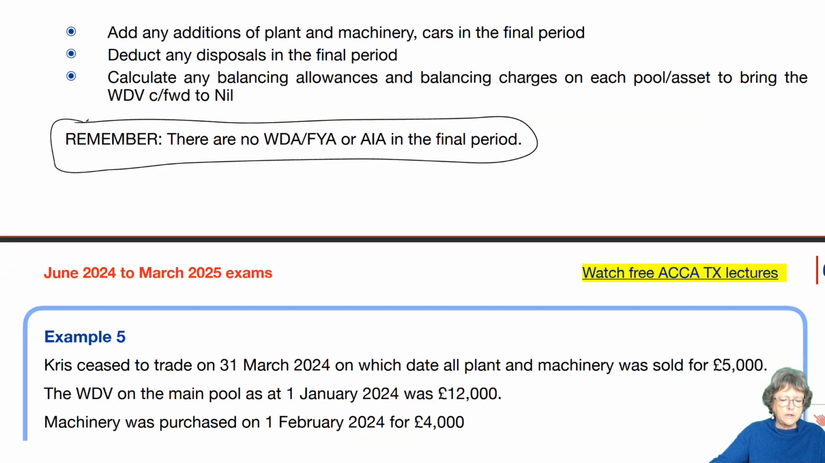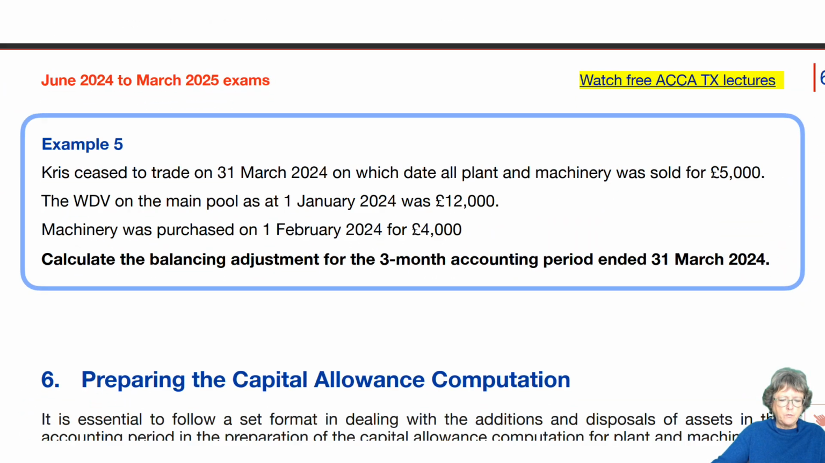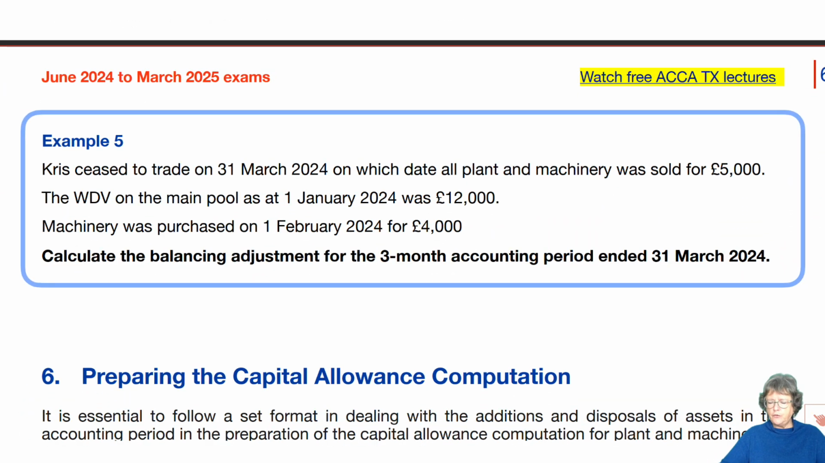So there's a little question here, example number 5, which shows us how that works. Chris ceases to trade on the 31st of March, and on that date all the plant and machinery was sold for £5,000. The written down value on the main pool at the beginning was £12,000 and the machinery purchased was 4.